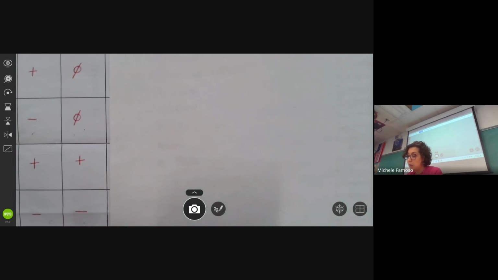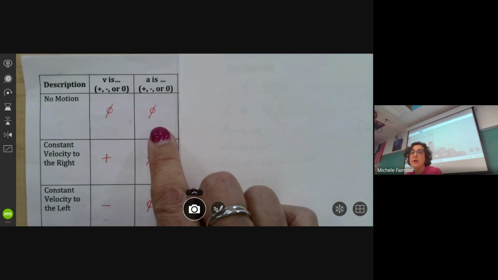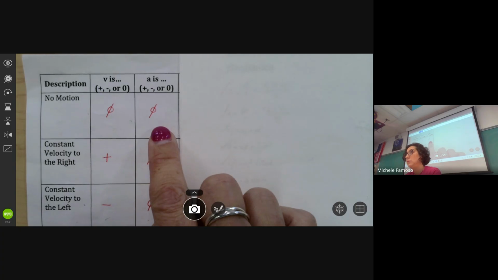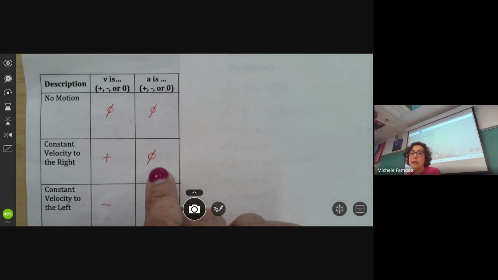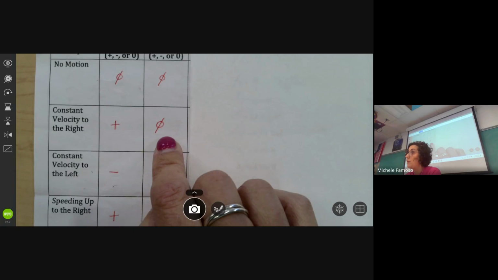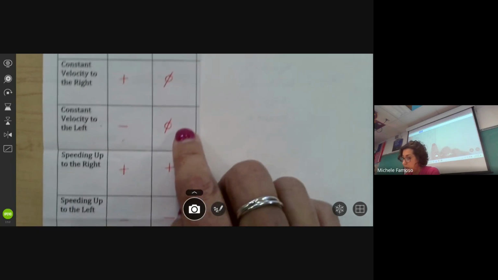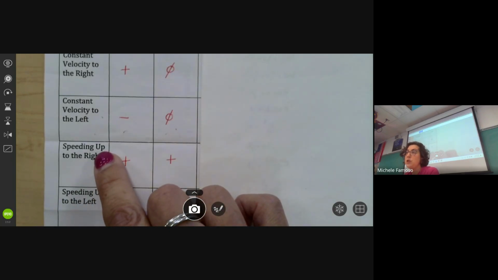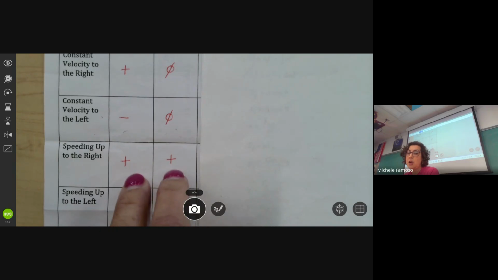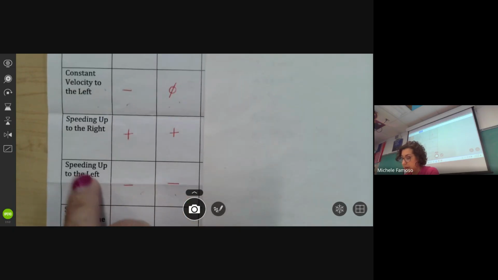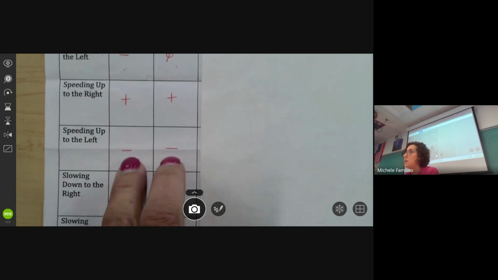All right, let's talk about acceleration. When you're not moving, you have no acceleration, Nikki. Yep. Acceleration is 0 when you're not moving. If you have a constant velocity, you have no acceleration, whether you're going right or left. Those are both 0. When you speed up to the right, remember when you speed up, the velocity and acceleration always have the same direction. Therefore, they would both be positive. Speeding up to the left, again, speeding up, they both have to have the same direction. Therefore, they are both negative.